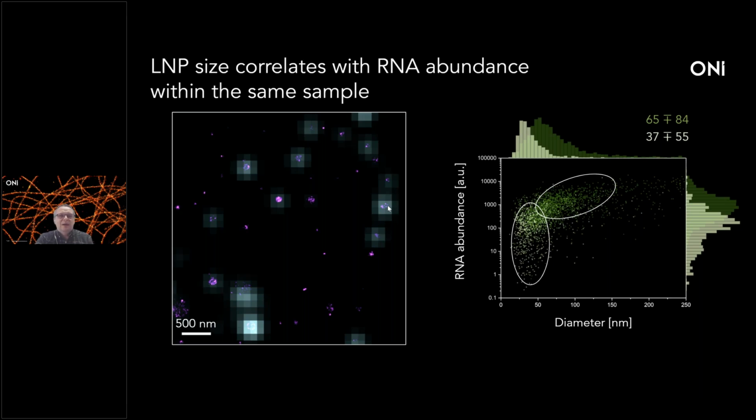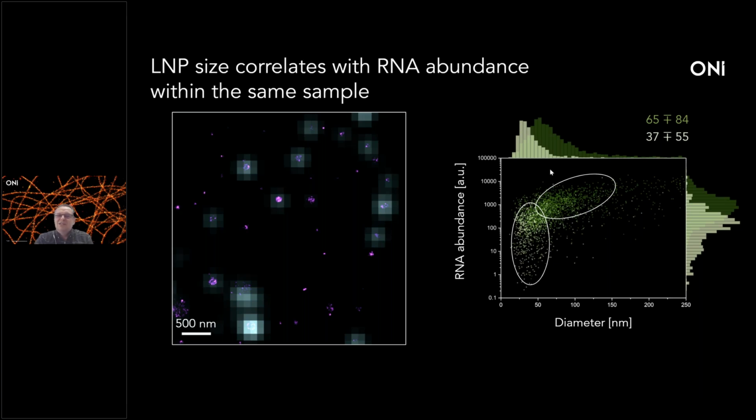So here you can see that within the same sample, our technology allows you to get information about the RNA abundance, and whether it's size dependent. What you can see now in this scatter plot, including the histogram of sizes and histograms of RNA abundance, is that particles which are RNA positive are actually bigger. The median size of those particles is approximately 65 nanometers, but there's a broad spectrum because the standard deviation is 84. You can already see it from the images. If you look here, all particles which have a cyan signal are mainly big.